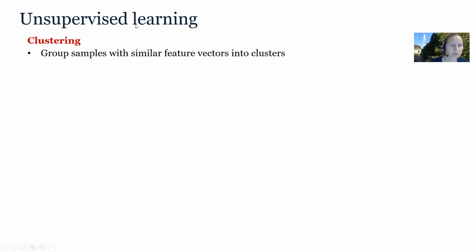Now let's have a closer look at unsupervised learning. One type of unsupervised learning method is clustering, where we group samples with similar feature vectors into clusters.